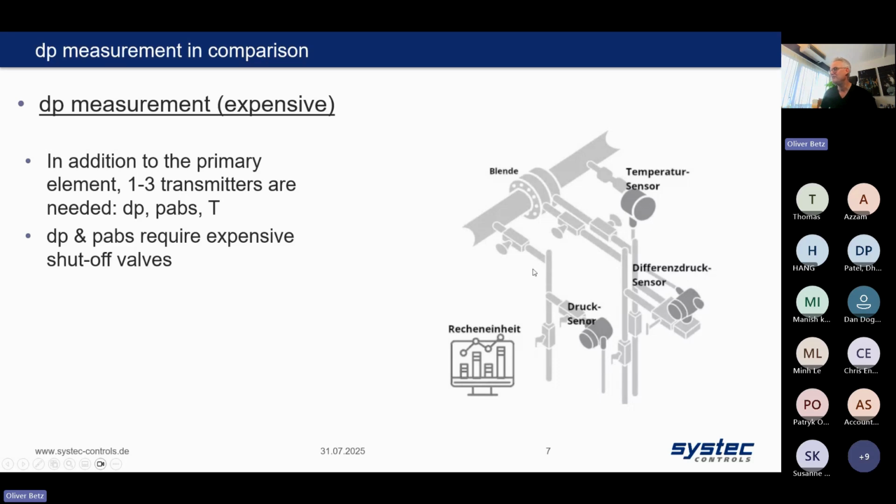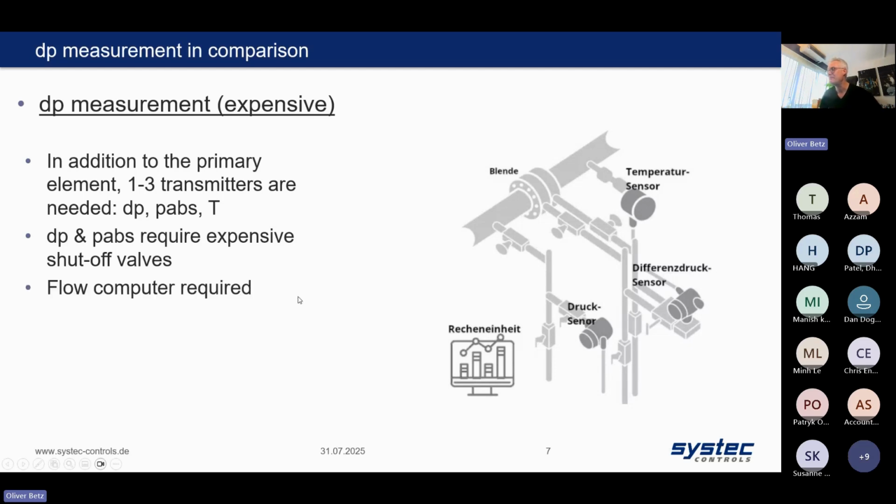And not only that. If you look here to the scheme, you usually have a number of shut-off valves. So this is a typical application for a steam measurement. You have shut-off valves at the orifice. You have a three-way manifold. You have degassing valves. The same is true for the pressure sensor. And for the temperature sensor, you also need a stud, a half-inch stud in the pipe. So a lot of pipe work is required, which is expensive.